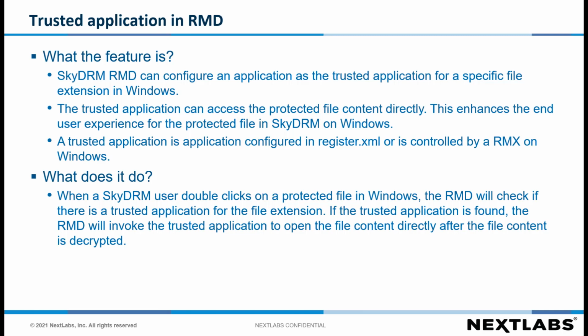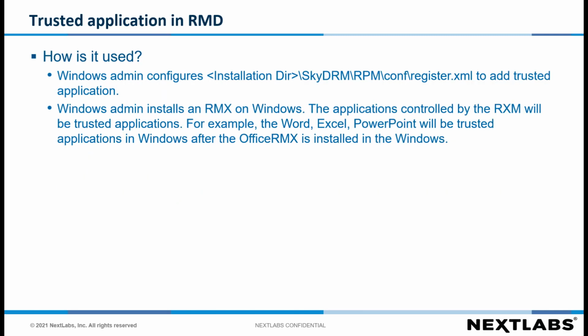A trusted application is an application that is configured in register.xml or is controlled by a RMX on Windows. Windows admin can configure register.xml to add trusted application. Windows admin installs an RMX on Windows. The applications controlled by the RMX will be trusted applications. For example, the Word, Excel, PowerPoint will be trusted applications in Windows after Office RMX is installed in Windows.